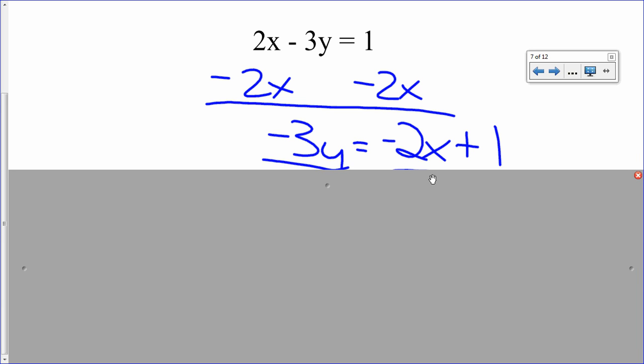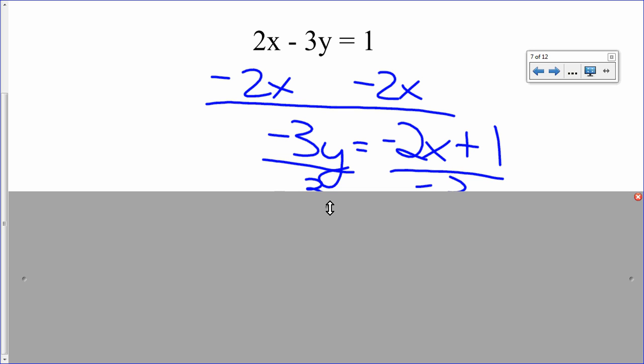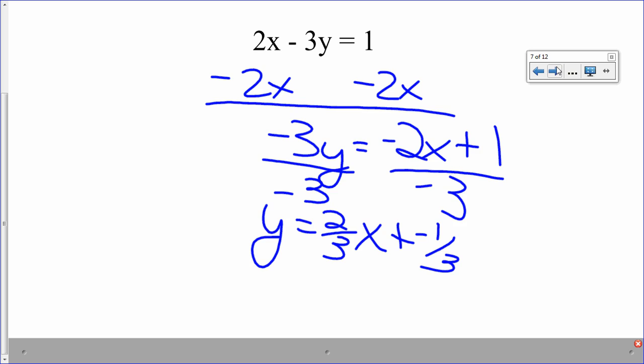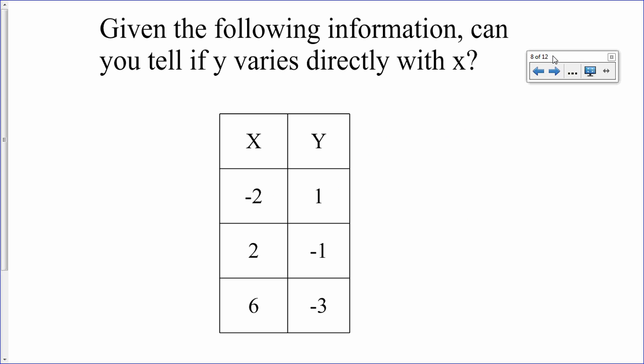We could actually stop doing our work at this point, because you can see we have a plus 1 on this side. This would represent, when the equation is in slope-intercept form, the y-intercept. If the y-intercept is 1, that means that the graph of this equation is not going to pass through the origin, and it will not be a direct variation.